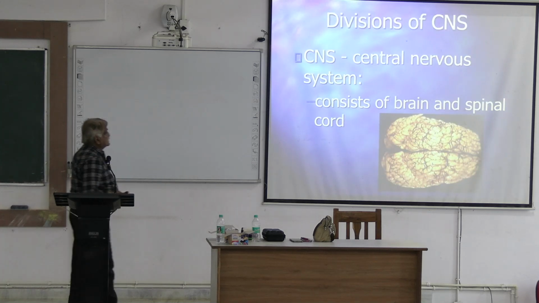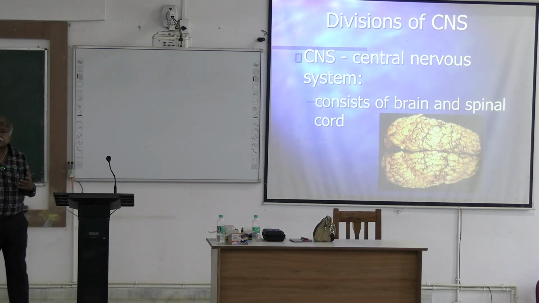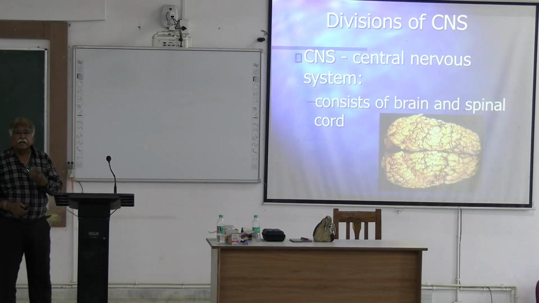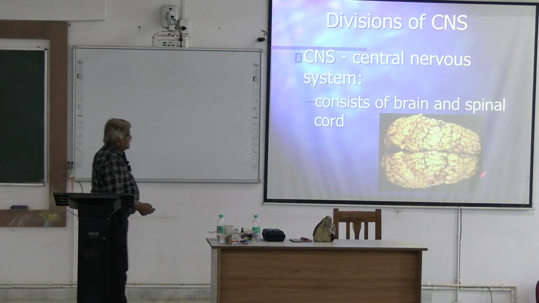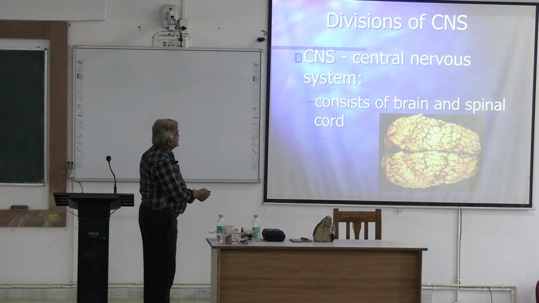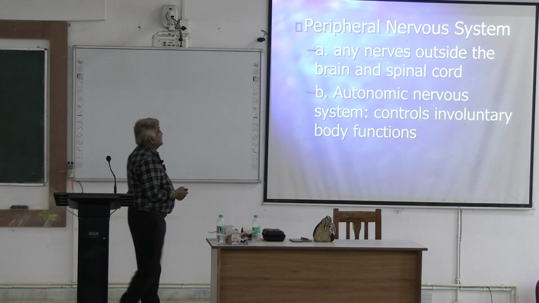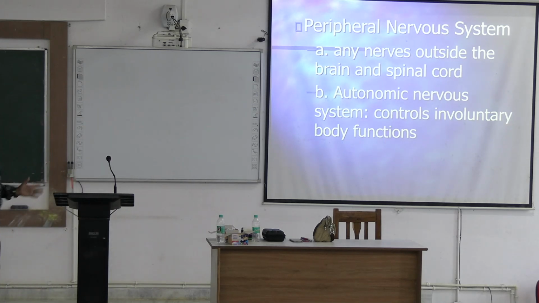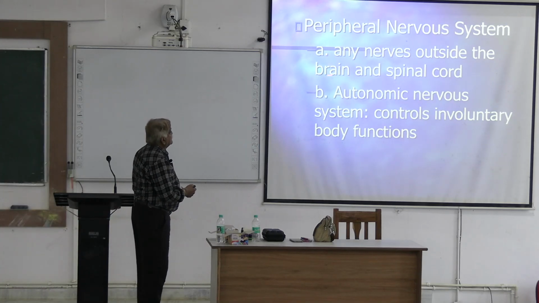Now the division of the nervous system. The central nervous system, CNS, consists of the brain and spinal cord. You will see the brain in our dissection hall. The peripheral nervous system is any nerve outside the brain and spinal cord.